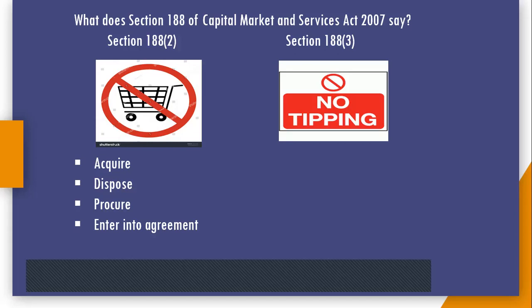And section 188(3), as I explained just now in the short video, is based on tips. That means the insider himself does not trade, but because of his information, he gives the tips to a third party, and that third party does all this: acquire, dispose, procure, or enter into the agreement. So that insider can also be liable. So it's either subsection 2 or subsection 3 that is usually the offense. But we will see most of the cases will be on subsection 2. That means the insider himself trades. Okay, next slide.